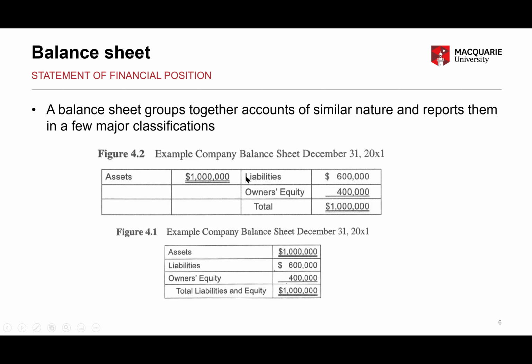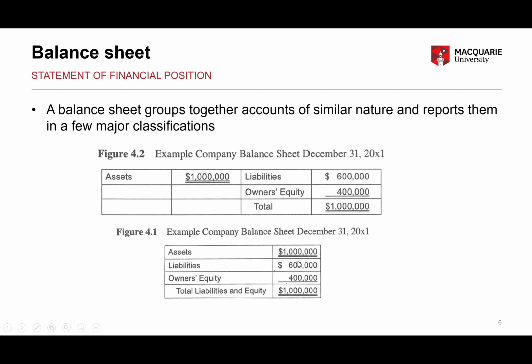Now, what we should be able to see here is that the assets of $1 million here is equal to the liabilities plus the owner's equity. And that's what we call our accounting equation. They must be equal, and we must always ensure that that accounting equation is equal. So what we own is equal to the financing of those assets.